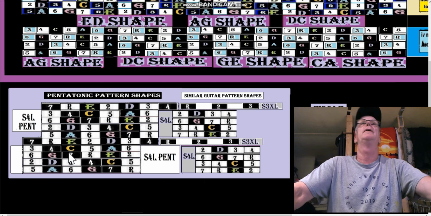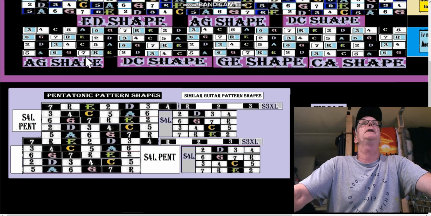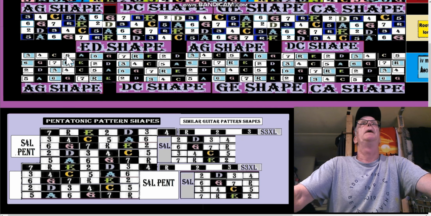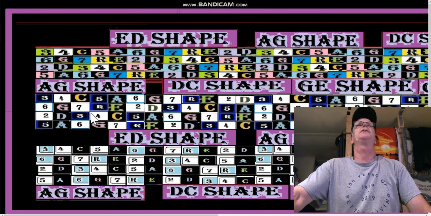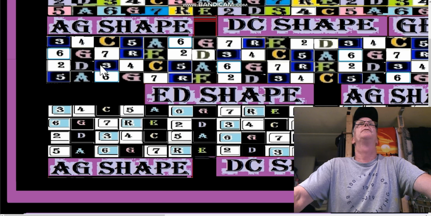We don't have that. So look at the way this spells out. In the AG box, okay, here's your AG box. How does that pentatonic spell out? We've got 5, 6, root. Okay, now this is the tritonic up here. See, this is just the tritonic. 5, root, 3, 5, root, 3, 5.